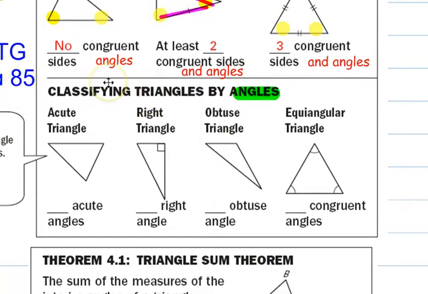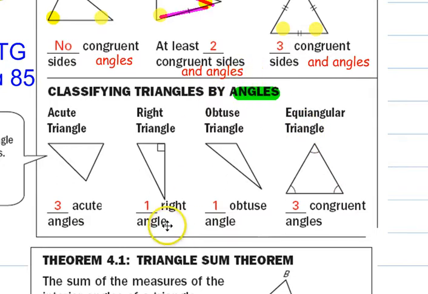Moving on, let's classify triangles by their angles. An acute triangle is a triangle that has all acute angles, so there are three acute angles. A right triangle has exactly one right angle. An obtuse triangle has exactly one obtuse angle. And an equiangular triangle has all three angles congruent, and you can see that because each angle has the same marking.